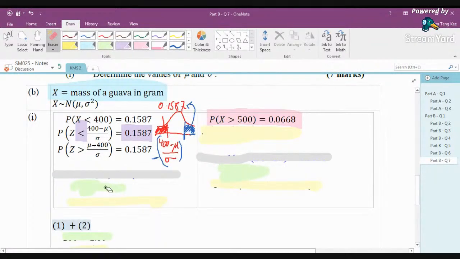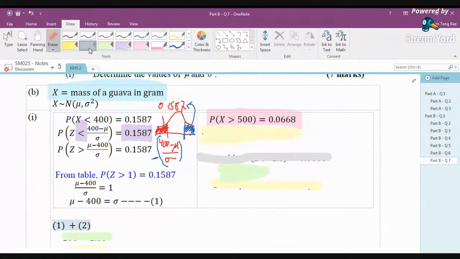So as a result, I have (mu minus 400) over sigma. Once again, from the statistical table, this time I can get the exact answer where Z is greater than 1. I form the following equation, similar to just now, comparing with 1.